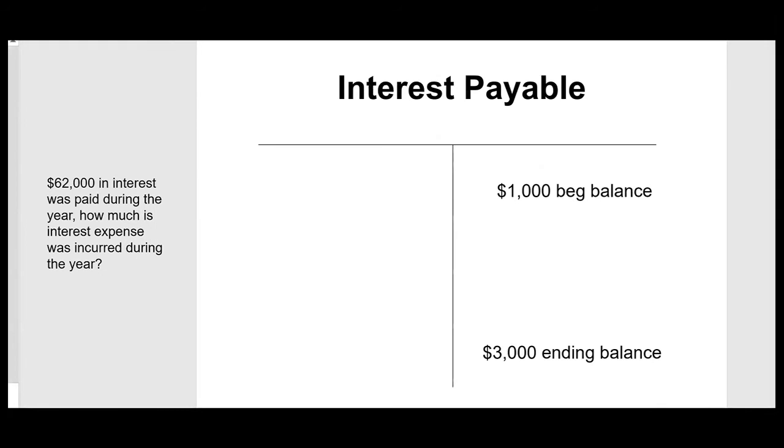So here's the T account that would go along with this last question. So you see how interest payable began the year with a $1,000 credit. So what is that?